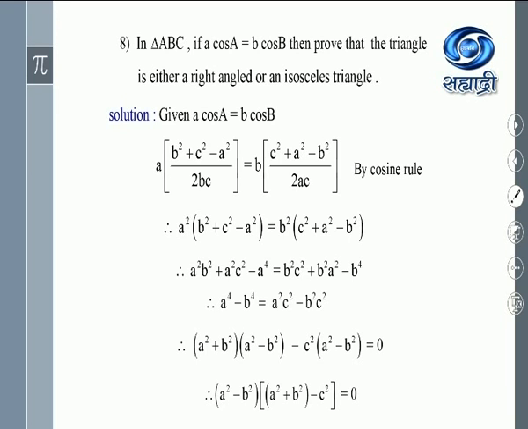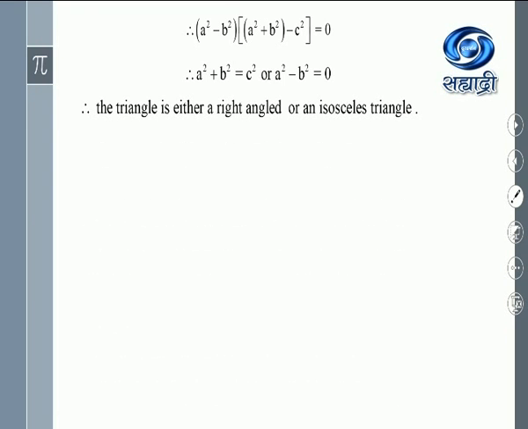Now the next step is we have the factor A square minus B square common. So the bracketed quantity is what? A square plus B square, and this is minus C square. See, this we have taken common and the bracketed quantity is this. Now the product of two factors is 0. So each of the factors we equate with 0. Therefore, A square plus B square minus C square equal to 0 gives you A square plus B square equal to C square, or A square minus B square equal to 0. So, simplify further.